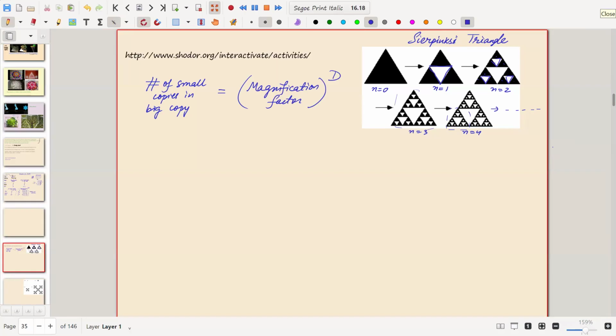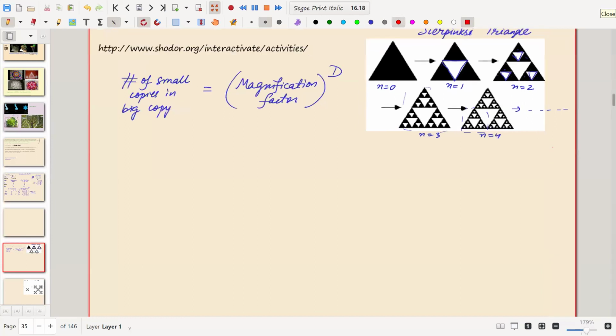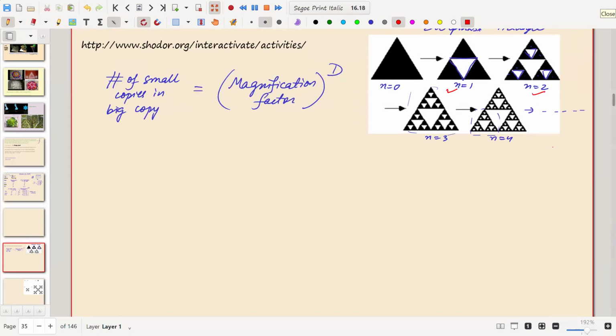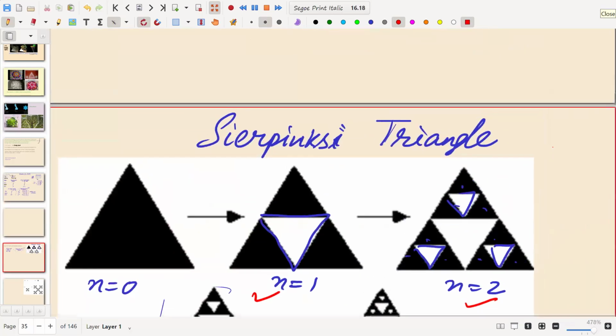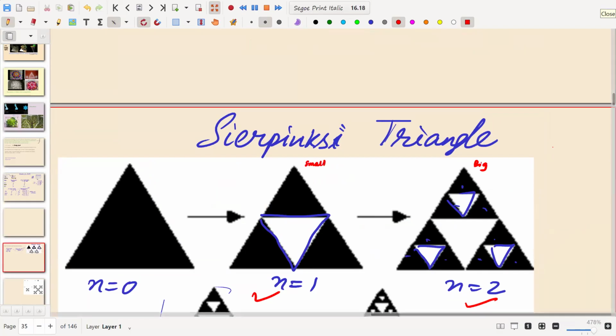Now suppose you concentrate on these two figures only, n is equal to 1 and n is equal to 2. This is the bigger part, and this is the small copy of it. My question to you is, how much magnification factor do you have to apply to reach the n is equal to 2 state? You can see that this small piece is present here, a part of it. How much do you have to stretch or magnify it so that you can cover that big part?